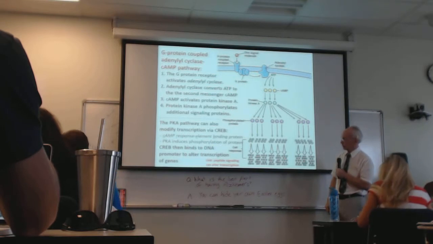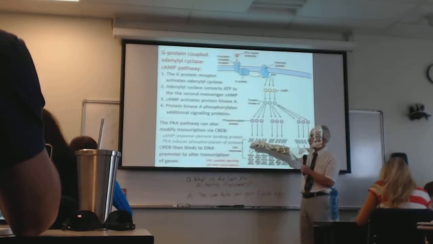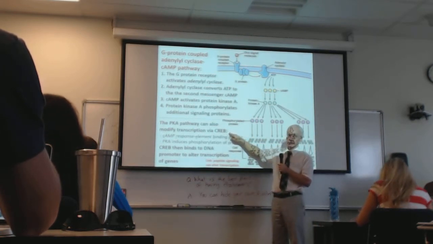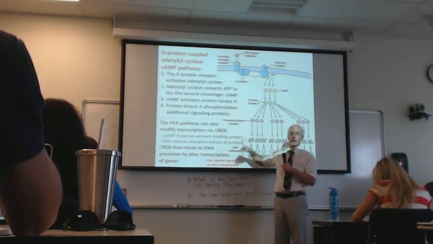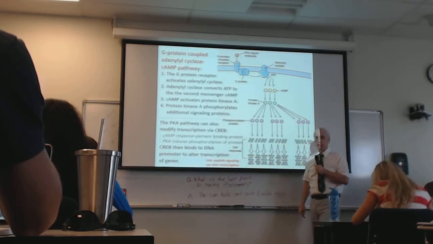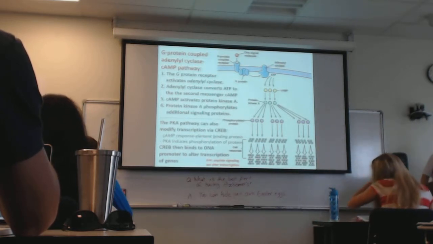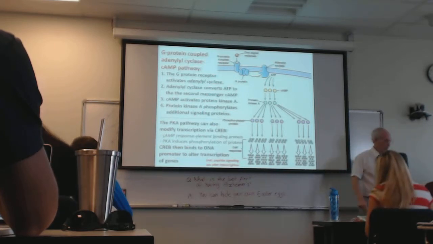The details of this pathway are far more complicated than we can get into here, but make sure you understand that through this CREB pathway, and there are many other pathways, this is simply one of many pathways, a water-soluble hormone can cause the modification of intranuclear transcription.